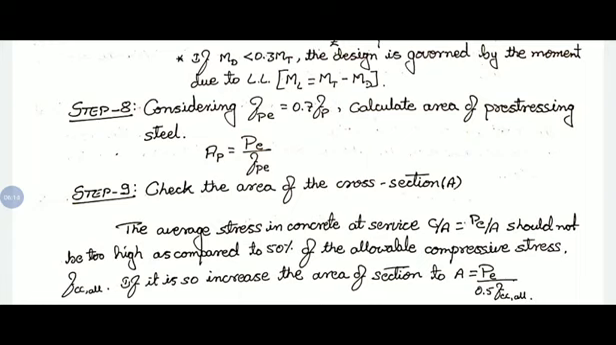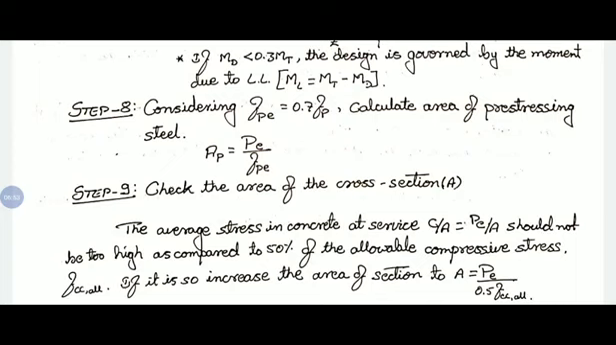Then check the area of cross section. We have provided depth and width for the section. We need to check whether it is safe enough or whether we need to revise the section. For that we will have different conditions. In the design part we will discuss that, but the formula is: compression force by area, that is, effective pre-stress P by area, should equal the average stress in concrete.